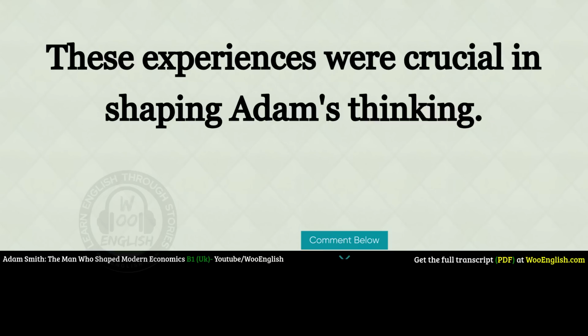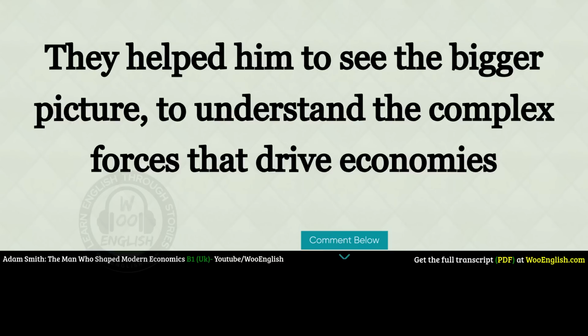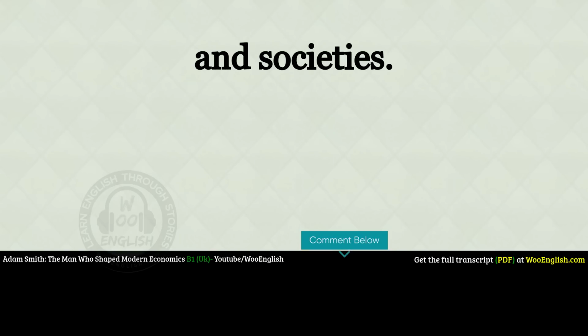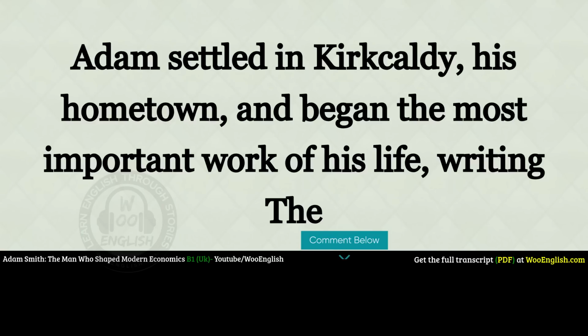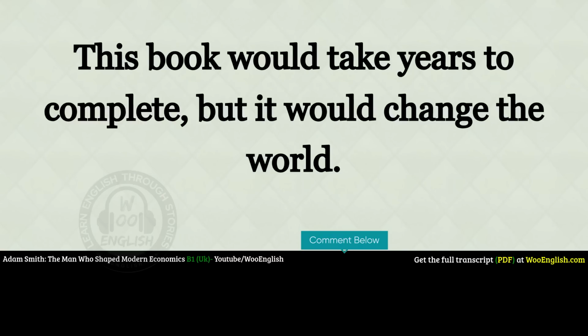These experiences were crucial in shaping Adam's thinking. They helped him to see the bigger picture, to understand the complex forces that drive economies and societies. When Adam finally returned to Scotland, he was ready to put all of these ideas together into something extraordinary. Adam settled in Kirkcaldy, his hometown, and began the most important work of his life, writing The Wealth of Nations. This book would take years to complete, but it would change the world.